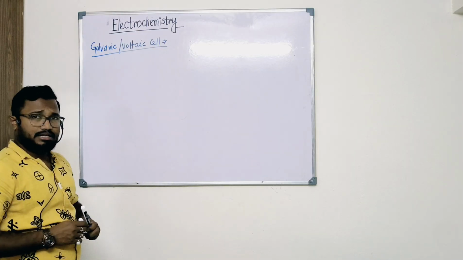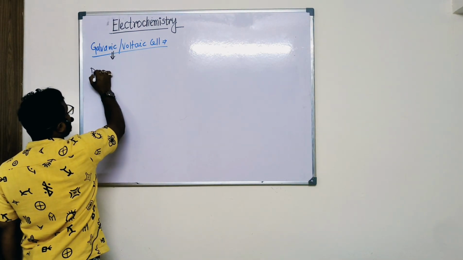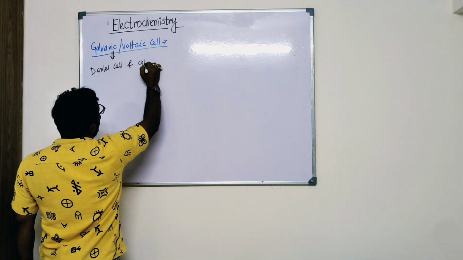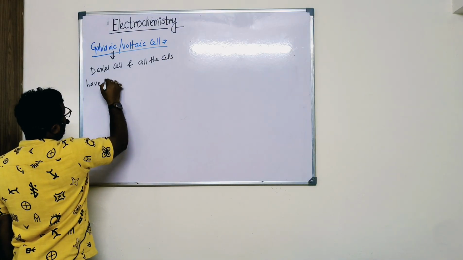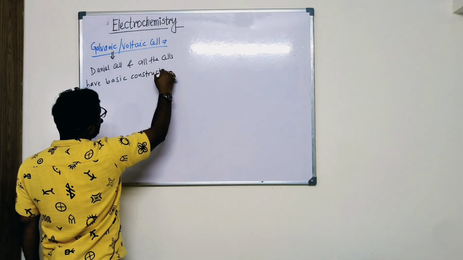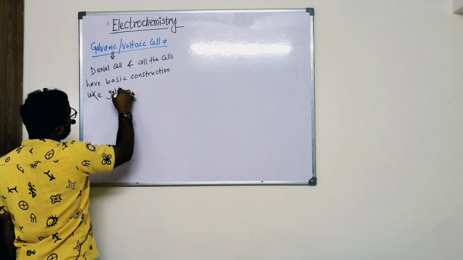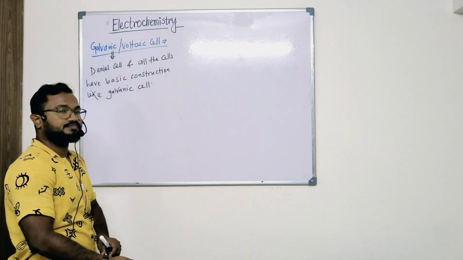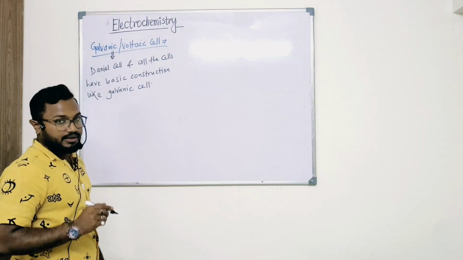Now what do you mean by galvanic cell? Basically, this cell we already discussed. What are the characteristics? This cell is also known as Daniell cell. And all the cells have basic construction like galvanic cell or Daniell cell. Now we are going to decide which one is cathode, which one is anode, and why.